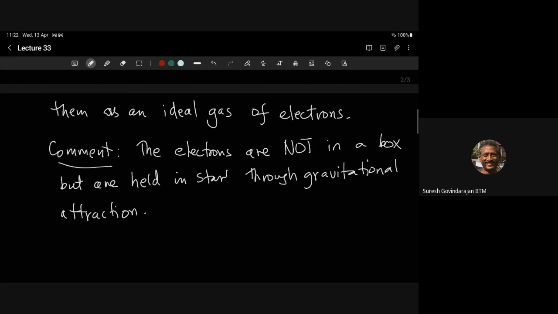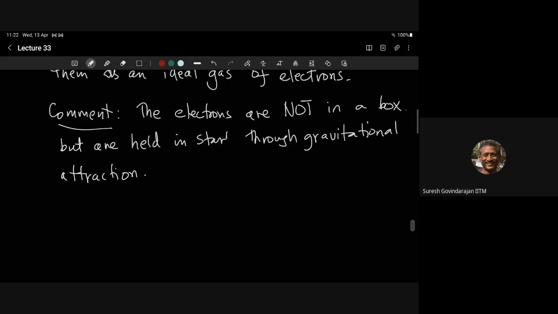But before we do that, we will act as if we are dealing with an ideal gas of electrons without gravity, and then we'll put gravity into the story. Is this picture clear? Okay.